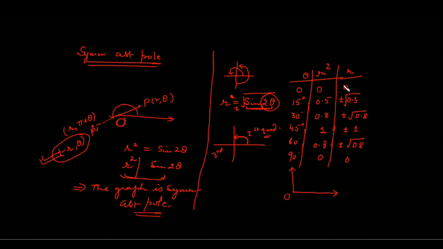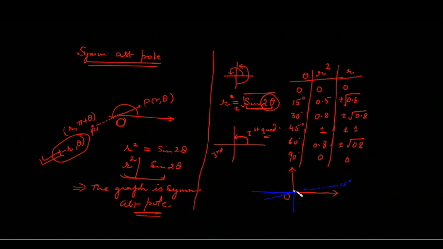When your theta is 15 degree, your distance is plus square root of 0.5, which is very small, and minus will be denoted by back distance. So this one.